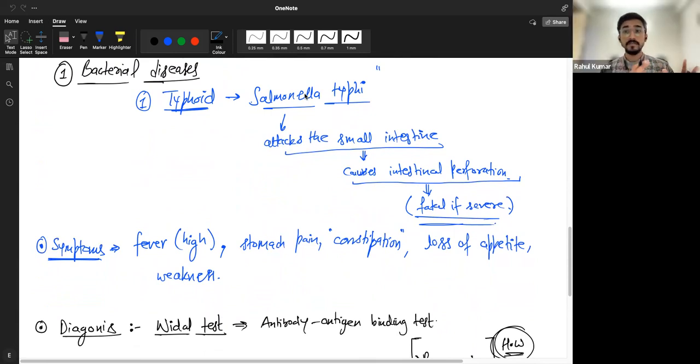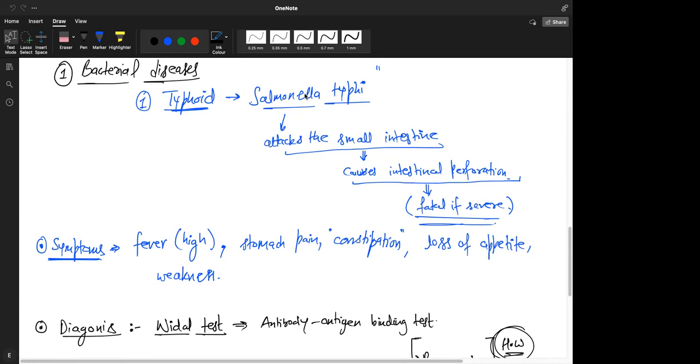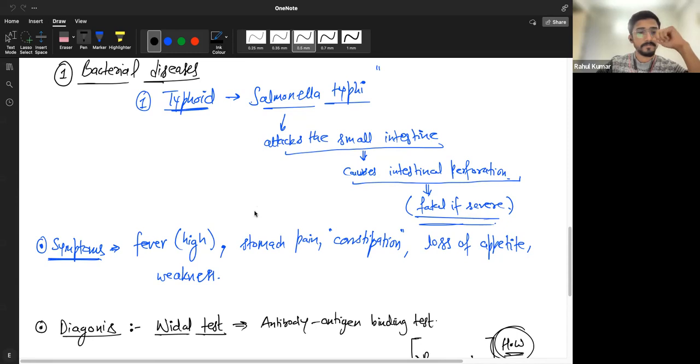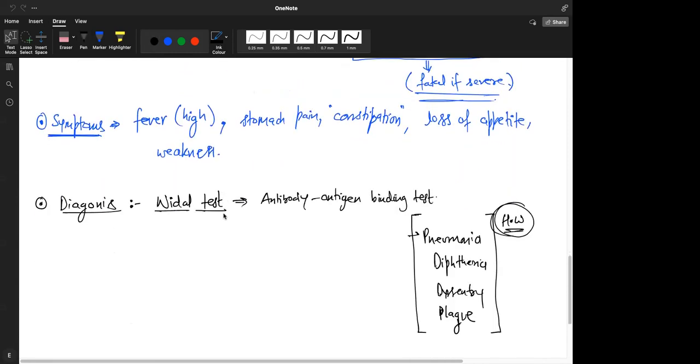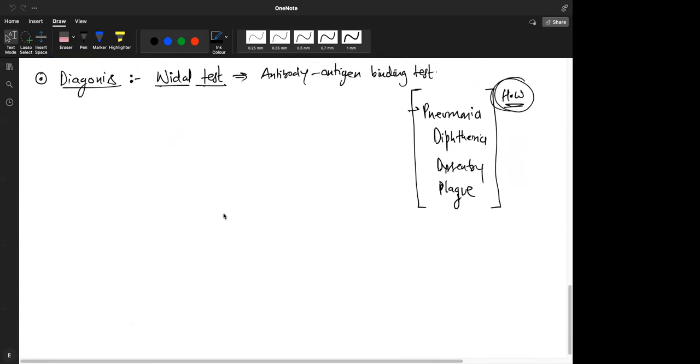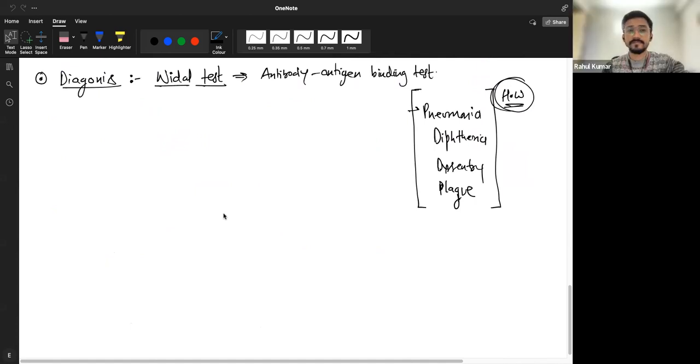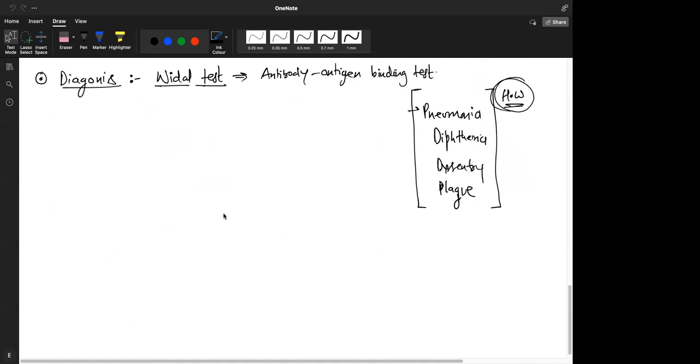So we actually started with bacterial diseases. We are categorizing here slightly differently, on the basis of the organisms, the causative agents. The symptoms for this are extreme high fever, stomach pain, constipation, loss of appetite, and weakness. The test for this is the Vidal test. Vidal is the antibody-antigen binding test.